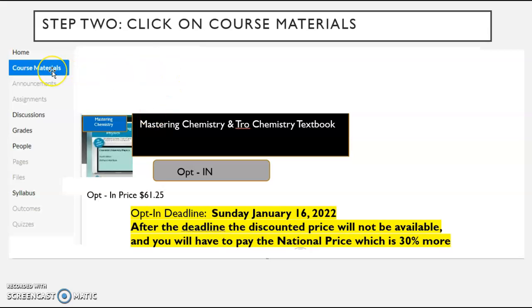Step two is to look for the course materials button. If you are going to be staying in the course, it's best that you opt in during this first week of classes, because then you're only going to pay $61.25 for access to the e-text and Mastering Chemistry. So look for the course materials button and opt in. The deadline to opt in is a hard deadline. It's Sunday, January 16th, and you must opt in by this deadline in order to pay this lower price.